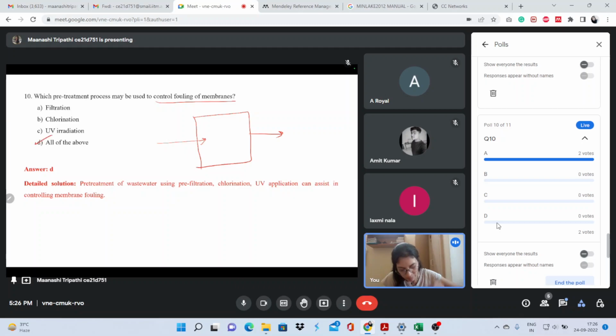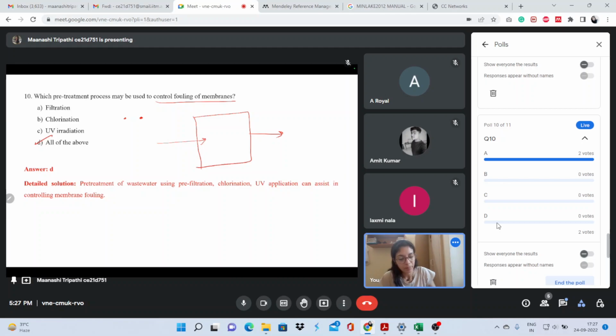Answer is D. Both of you have answered filtration. If we do the filtration, clogging potential will decrease. But bacteria and viruses are very small, so they will pass through the membrane filter and through the filtration process. So they are there in the treated water.